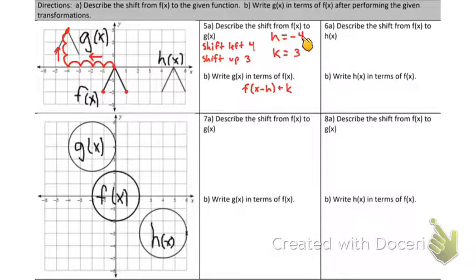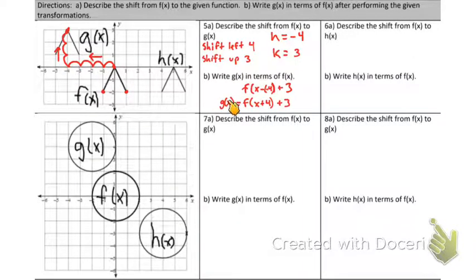Okay, so all we're going to do is plug in the h, plug in the k, and we're good to go. So my h value in this case is negative 4. My k value is positive 3. And now clean this up if you need to, which we do. We got to clean the two negatives up here. They turn to positive, so it's f(x + 4) + 3. And this is my equation for g of x.